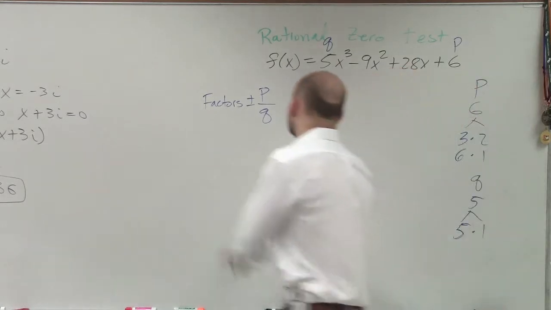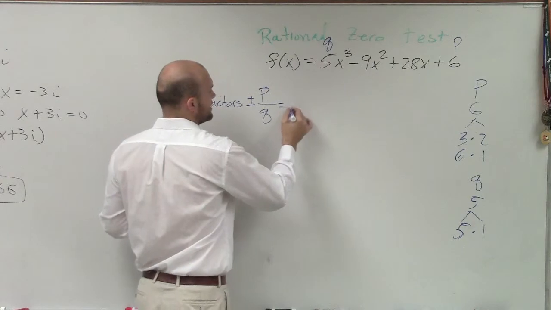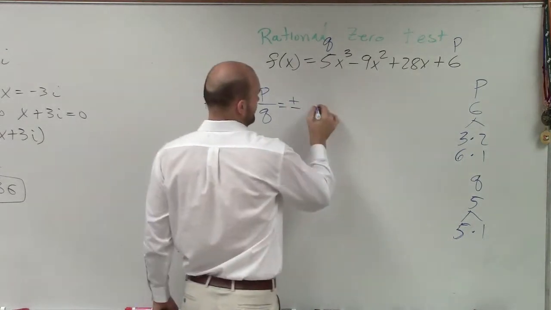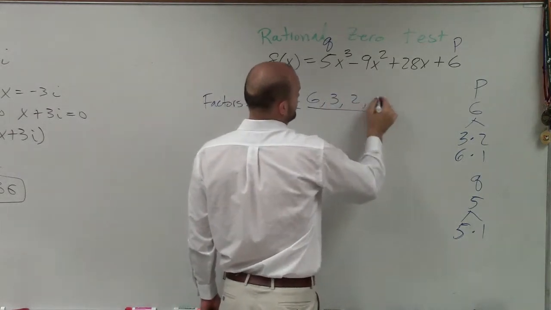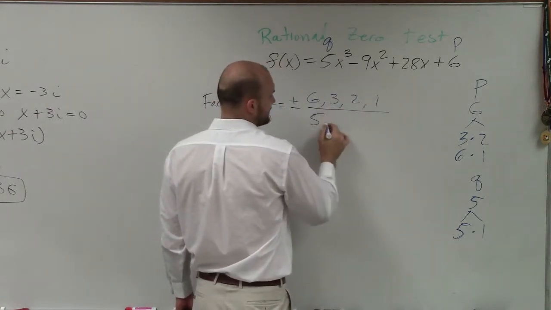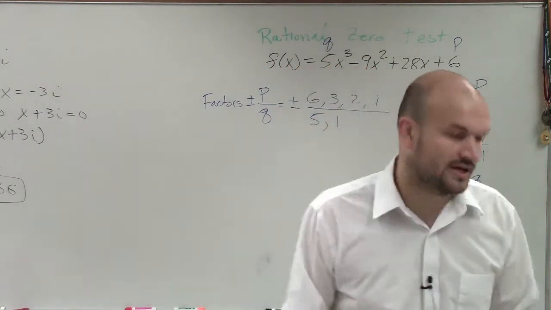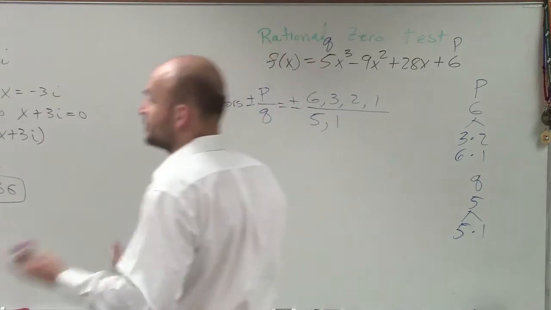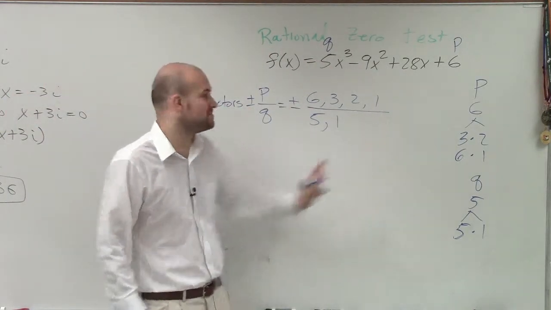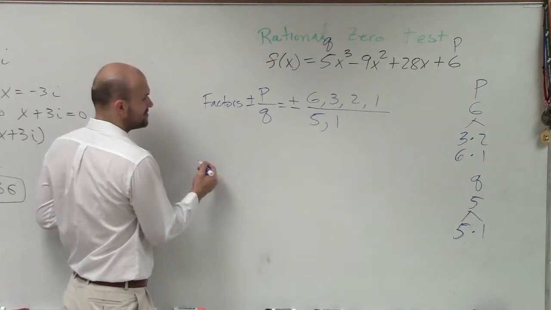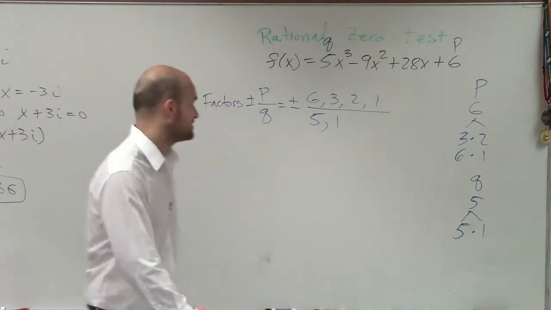So 5 and 1. So therefore, what I do is I take the factors of 6, and I'll just label them. So it's going to be plus or minus 6, 3, 2, 1, over 5, comma 1. And I like to label all the factors like this. You guys, you can shortcut it if you want to. You don't have to write down all the information that I write down. But I like to write it down just as the pure factors. And that really helps me, because now when I do plus or minus p over q, you're going to see I'm going to have a long list of all these possible factors.